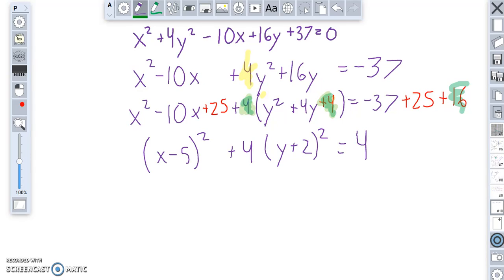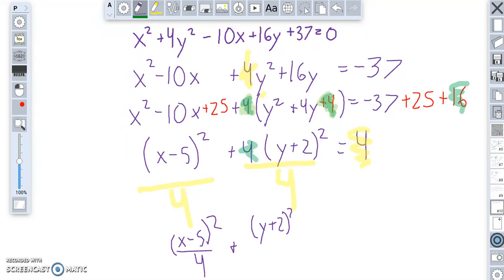Slow down, brain. This is not a circle because of this 4 right here. It's for sure not a circle. What I'm going to do is I'm going to divide by 4 because of this 4. That gives me a final answer of x minus 5 squared over 4 plus y plus 2 squared equals, I forgot to say I also divide by 4 here, so it equals 1.